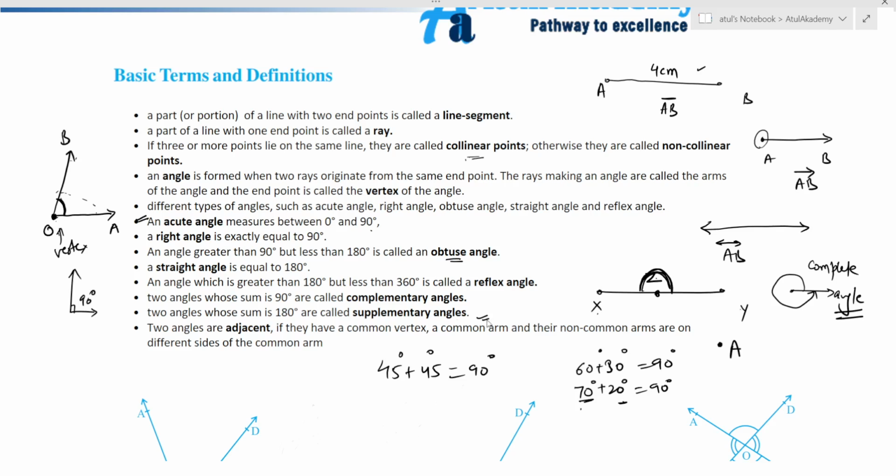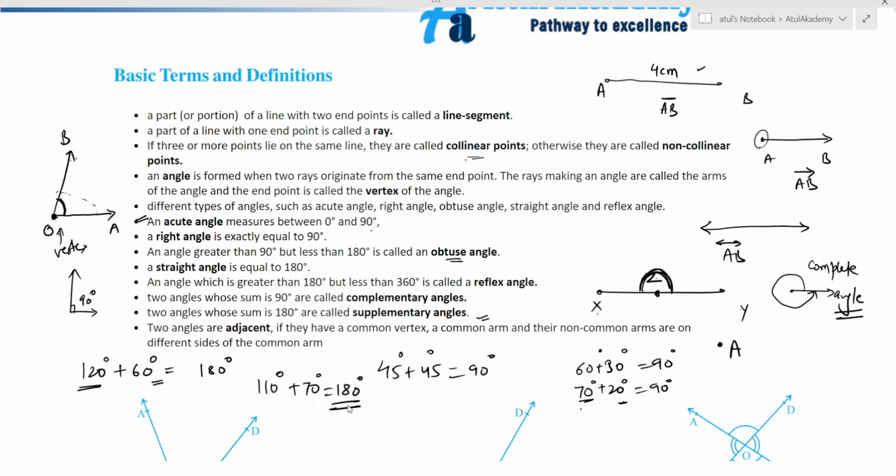Now let's move to supplementary angles. Two angles whose sum comes out to be 180 degrees are called supplementary angles. Let's say the easiest example, 120 degrees plus 60 degrees comes out to be 180 degrees. So they both are supplementary to each other. Fine. 110 plus 70, they both are also supplementary to each other. These types of angles are supplementary. I hope the concept is clear, students. We talked about line segment, we talked about a ray, we talked about collinear points, non-collinear points, angle, the vertex of the angle, and different types of angles.